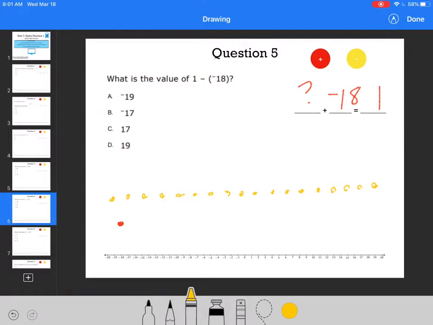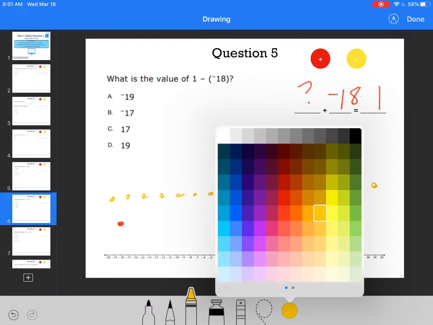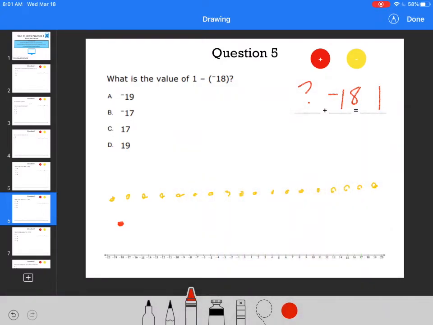Now I have to somehow get from all of these yellow dots to a red dot. So I'm going to have to create, again, some 0 pairs. So to create a 0 pair with a yellow, I need a red. So 1 positive and 1 negative make 0. Okay, so they cancel because a negative and a positive is going to bring me back to 0. They're what we call a 0 pair. A negative and a positive is going to bring me back to 0.